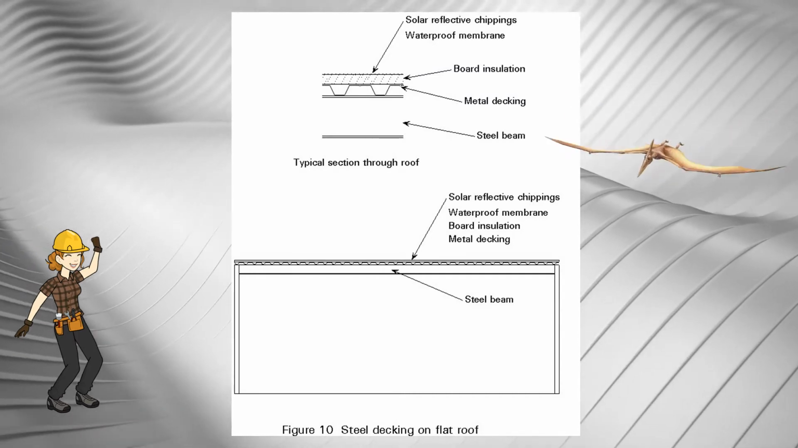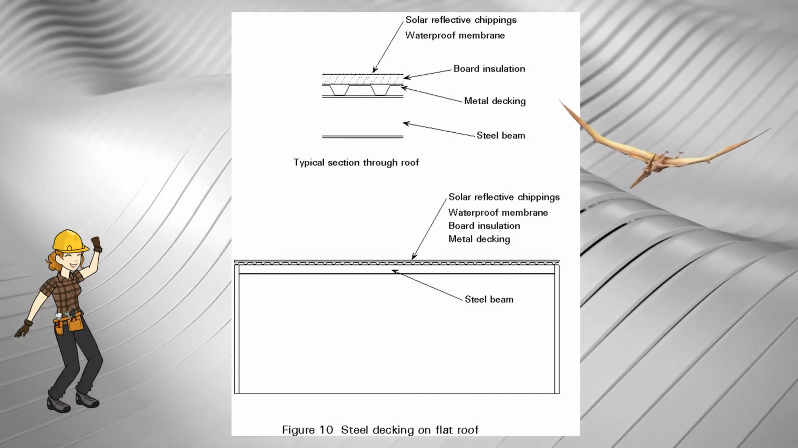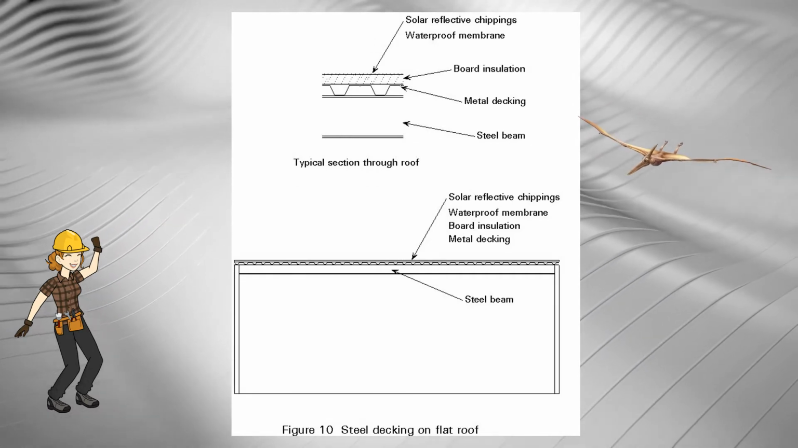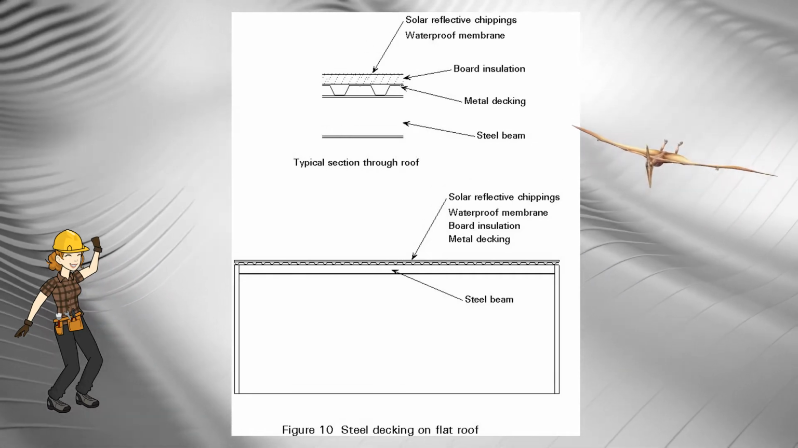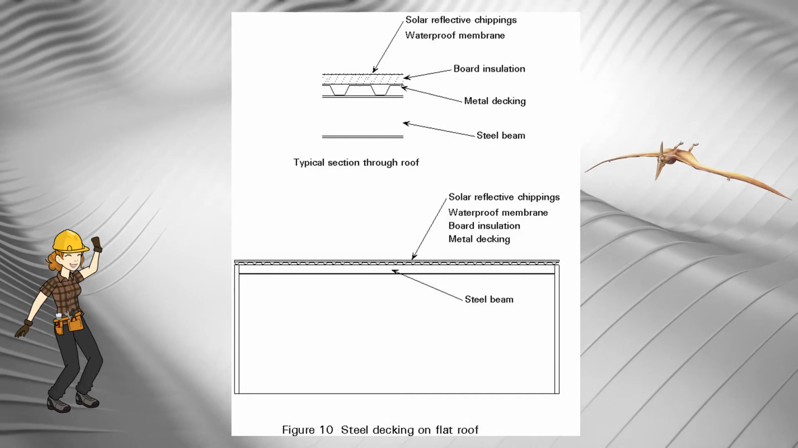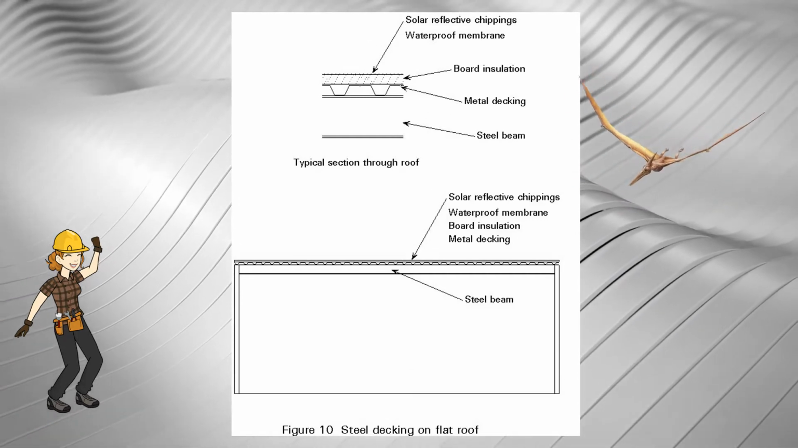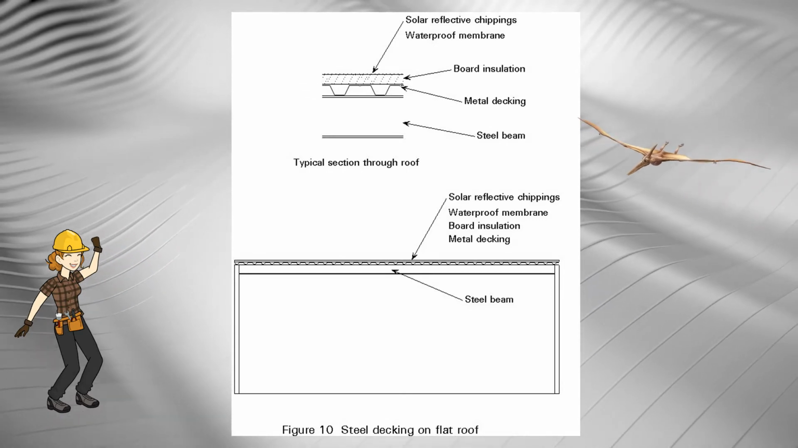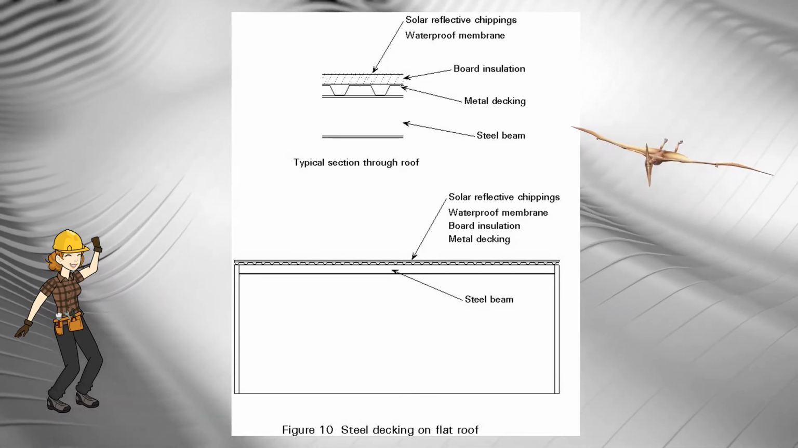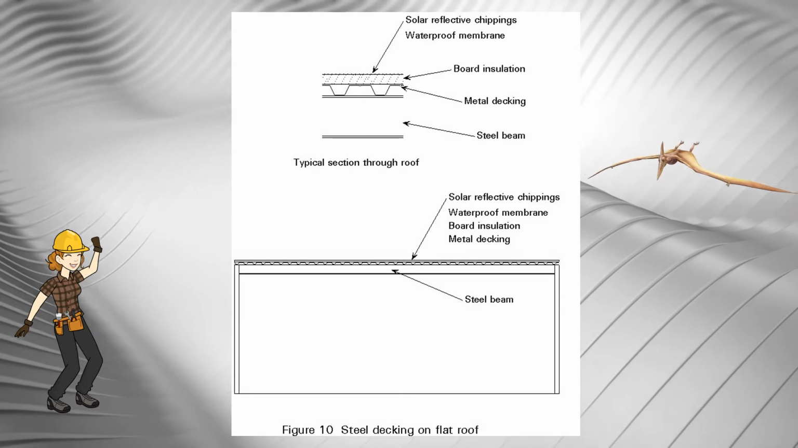The disadvantages of multi-bay pitch roofs are that internal gutters and rainwater disposal are required, which are a possible source of leaks, and access to the plant mounted externally on the roof is difficult.